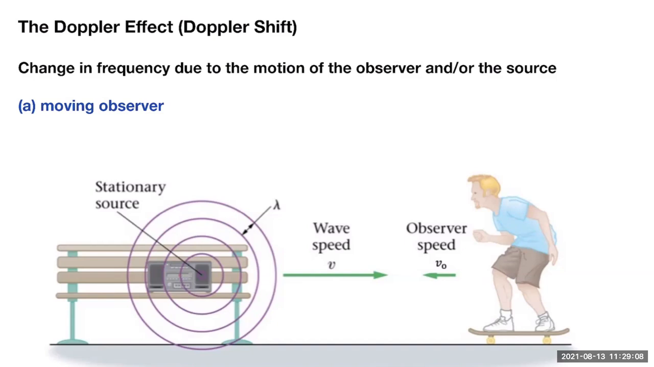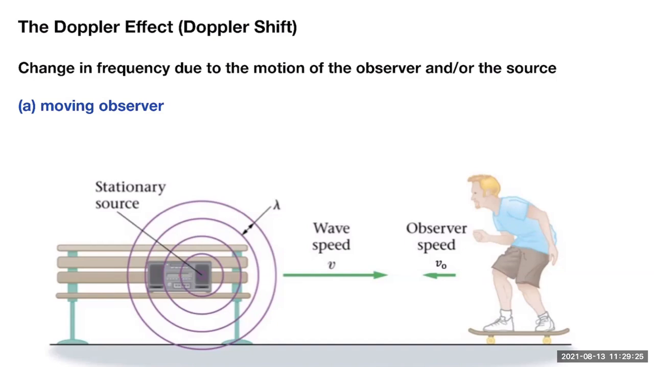So let's look at the mechanism behind the Doppler effect. Again, there are two ways to make that happen. Either the source moves or the observer moves. All right, so let's look at these two cases separately. Let's say we have a moving observer. So look at this diagram here.